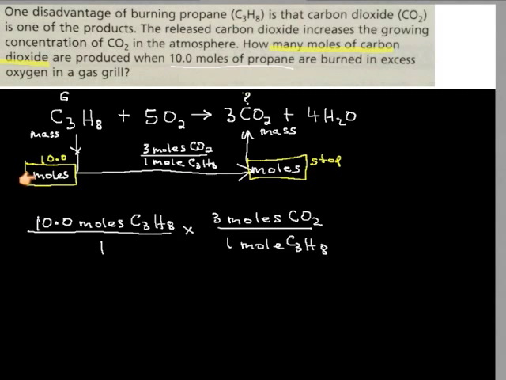Always start with the given. So you're given 10 moles of propane. And your direction goes from 10 moles of propane and you stop right here. All you have to do is multiply by the coefficient of the question mark divided by the coefficient of the given, which is 3 moles of carbon dioxide over 1 mole of propane. And then you pick up your calculator and figure out the answer, and you will find that your answer would be 30.0 moles of carbon dioxide.